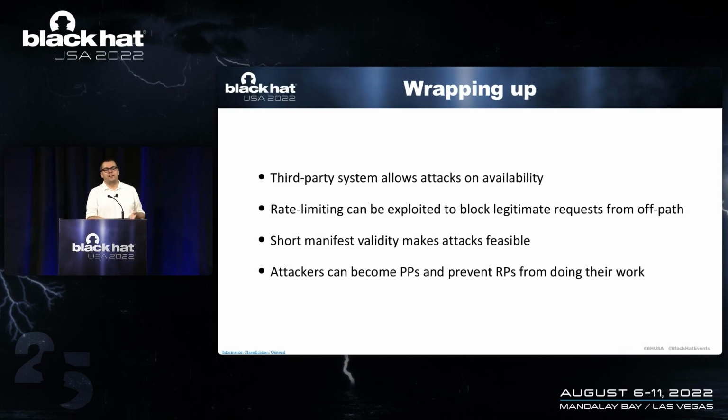We have also shown that the short manifest validity makes the attack feasible, because without the manifest files, you would have to block communication for 1 year, which just isn't practical. And finally, if the rate limit is too high, you can also become a publication point yourself and prevent the relaying party under attack from doing its work. You can also do it selectively, so it affects fewer relaying parties. So it's essentially busy with your malicious data and can't update that often.